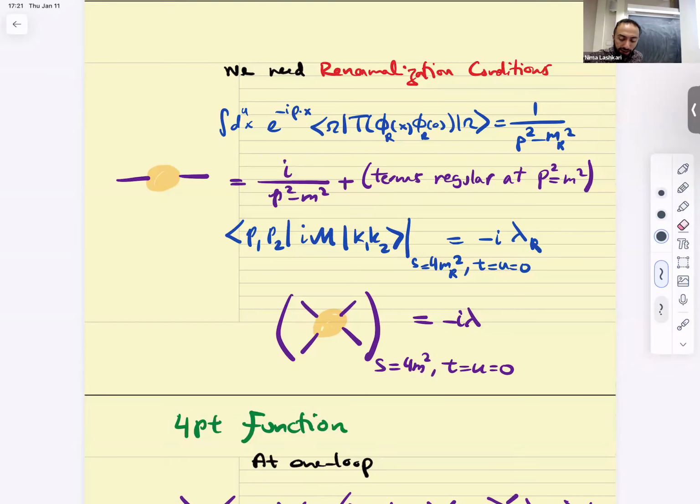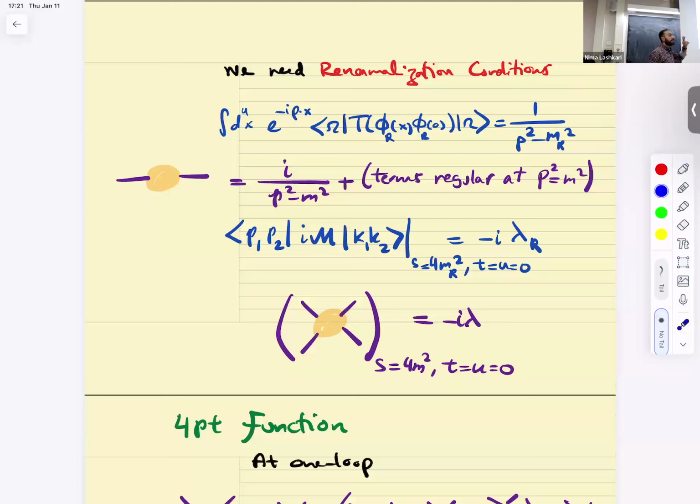So there could be terms that are regular at p squared equal m squared, right? Plus finite terms. Depending on how you define this. Anyway. Now the vertex.